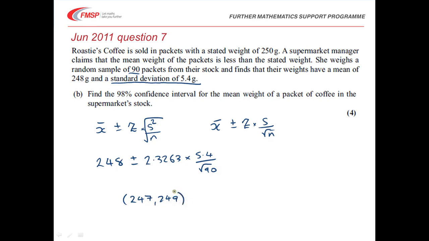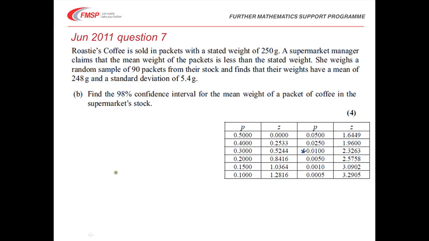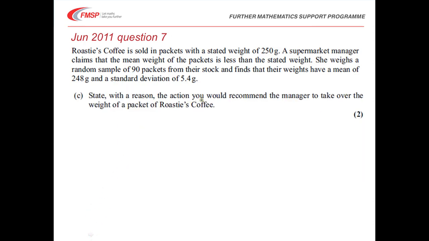Now if you don't use the correct z value, then you run the risk of getting the wrong confidence interval. So if you use 2.33 for instance, then that can be problematic. Now the reason I've chosen this question is because of the stated weight. So just make a note that the stated weight is 250. It says, state with a reason the action you should recommend the manager to take over the weight of a packet of Roastie's coffee. So let's look at this. Your confidence interval is 247 to 249, and we're claiming that the mean should be 250. So in this particular case, you can see that the confidence interval is wholly below what it should be.